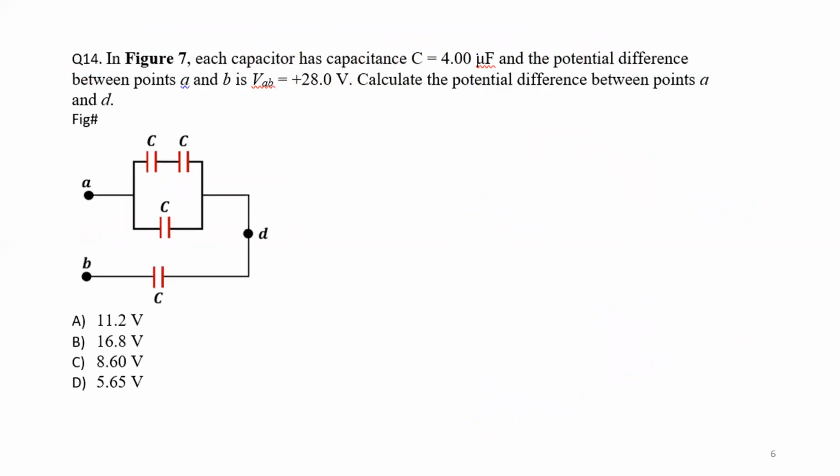Now let's go to the next problem, which will use the same type of trick, okay? Let's read the problem carefully. So in figure 7, each capacitor has a capacitance of 4 microfarad. And here I give you the potential difference between A and B. So the potential difference here is equal to 28 volt. VAB is plus 28 volt. The question is, calculate the potential difference between A and D. What is VAD?